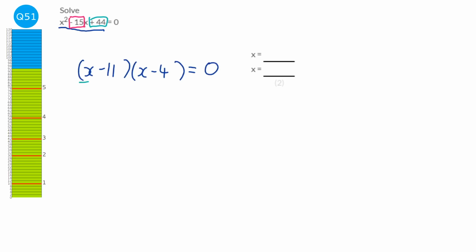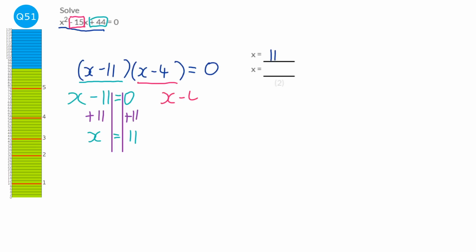And all we need to do now is get each of the brackets equal to 0 and solve it. Get our lines in, add 11 to both sides, and we get x equals 11 as one of the solutions. And then we do exactly the same thing to the other bracket, get it equal to 0.